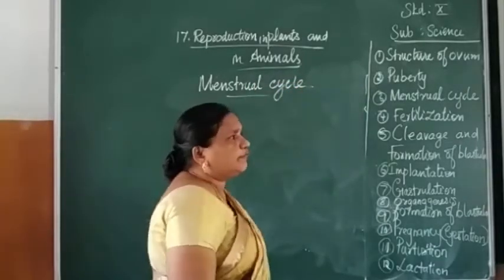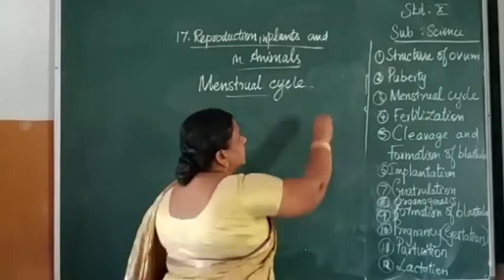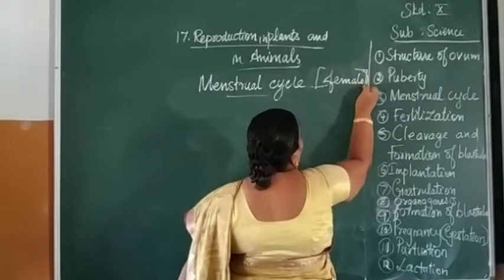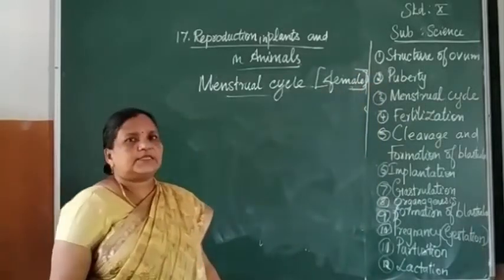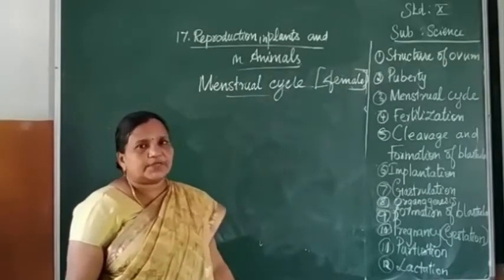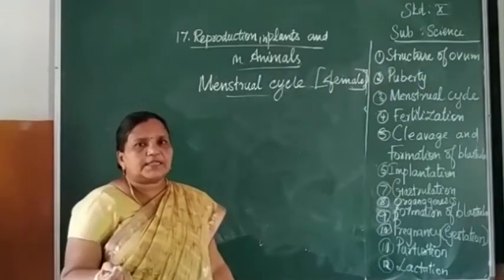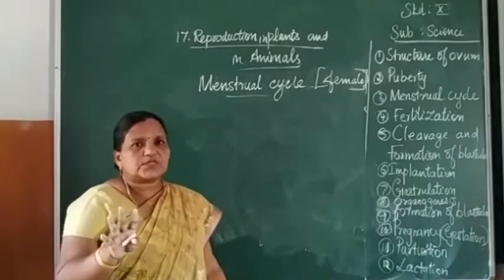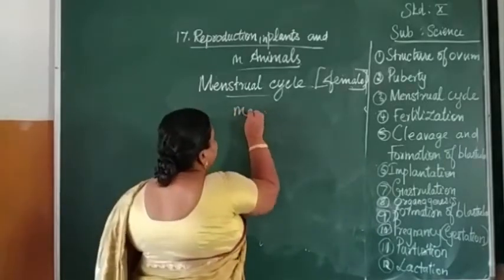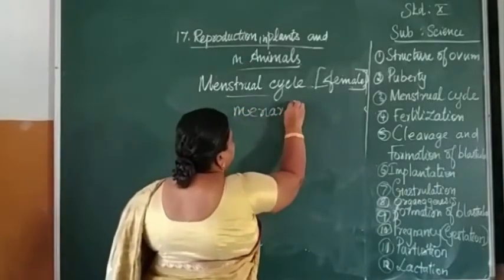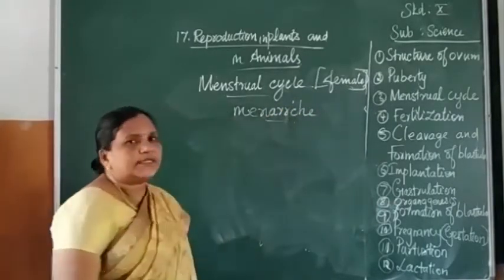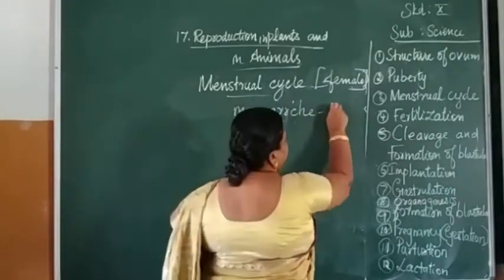After attaining puberty, it is in females only. The menstrual cycle is only in females. The discharge of endometrial blood vessels comes out through the vagina. So the menstrual cycle happens only in females. After attaining puberty, when the menstrual cycle starts, that time is known as the menarche. Menarche means the initial stage of the menstrual cycle.